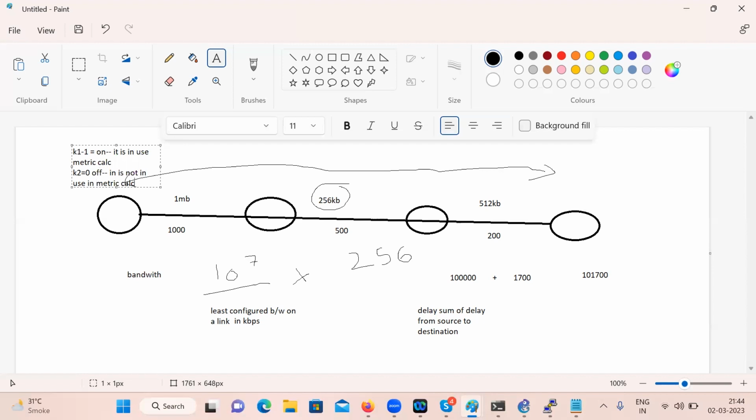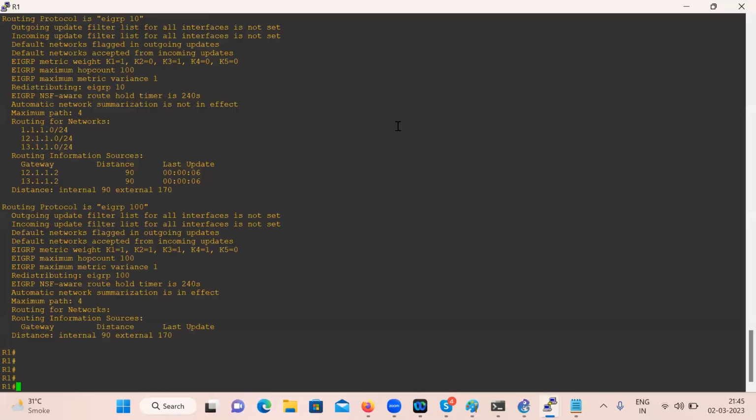So your concern is that reliability is 255. Yes, reliability is 255, but it won't interfere over here. Reliability won't come in because the reliability K value is 0. I am not talking about 255 or 254. According to the metric K values, it is 0, which means it won't interfere in your metric calculation.